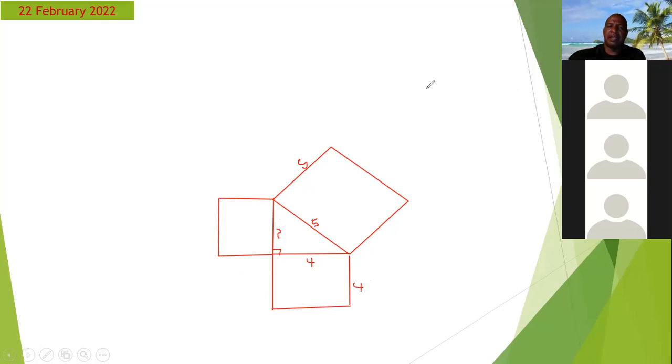Now, by experimentation, what he noticed is that if you find the area of each of these squares, you would see the relationship that he's talking about. So what he did first was to find the area of the larger square formed by the hypotenuse. If you're finding area, you're multiplying length times width. So the area of this square would be the length times the length, which is 5 times 5, which is 5 squared, will give you 25.